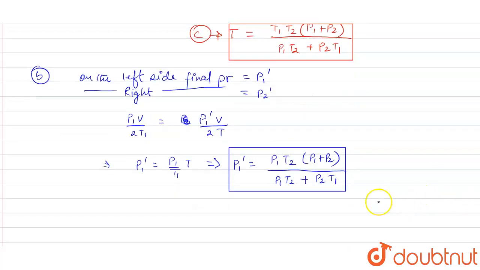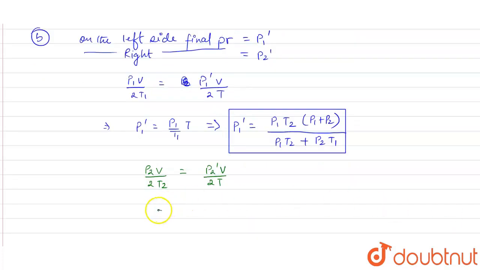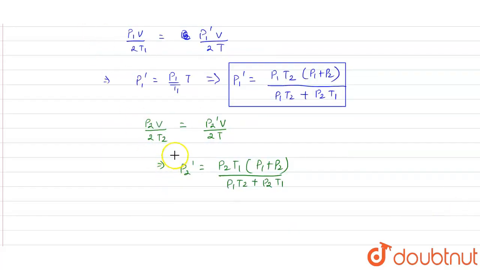Now for the right side, similarly we can apply the ideal gas equation. So what will be the equation? That is P2 V by 2 T2 equals P2 dash V by 2 times T, correct? From here we can calculate the final pressure on the right hand side. It will come as P2 times T1 into (P1 plus P2) whole divided by P1 T2 plus P2 T1. Okay, so this is the final pressure on the right side, correct?